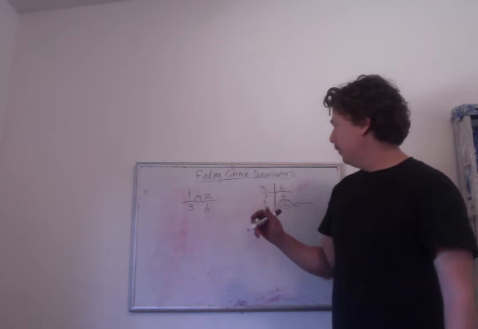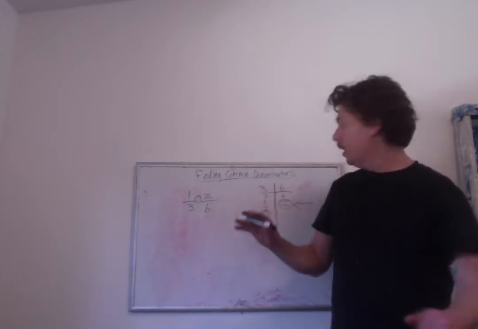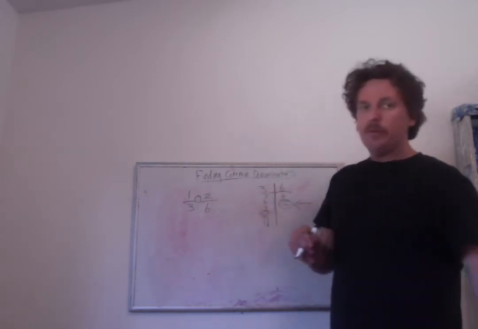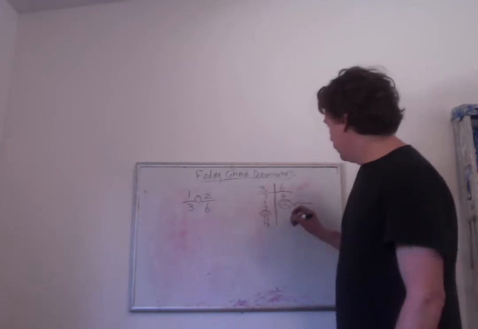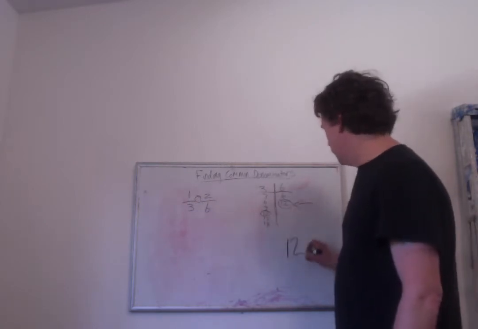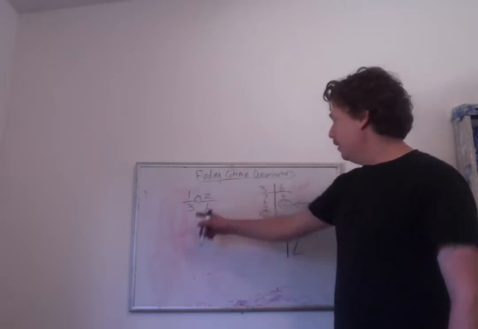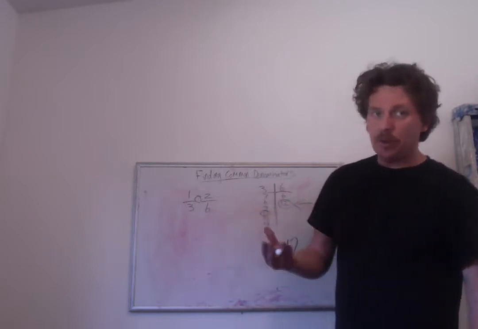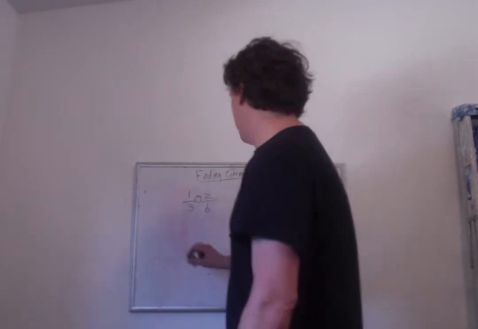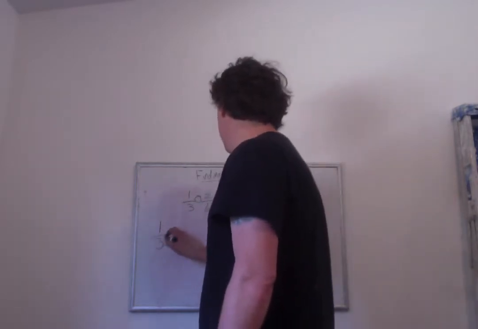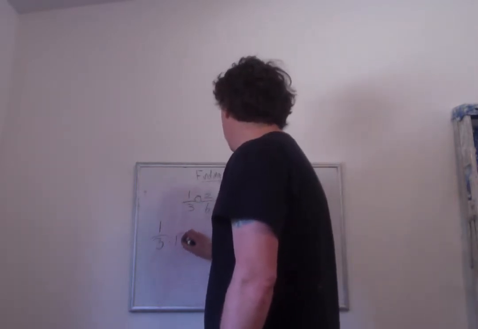So a common multiple of 3 and 6 is 12. So 12 becomes our new denominator. What we have to do is convert both of these fractions to an equivalent fraction with 12 as a denominator. So we'll take our first fraction.